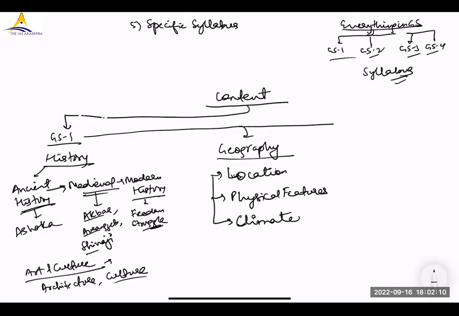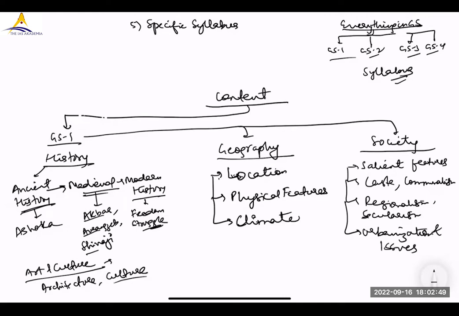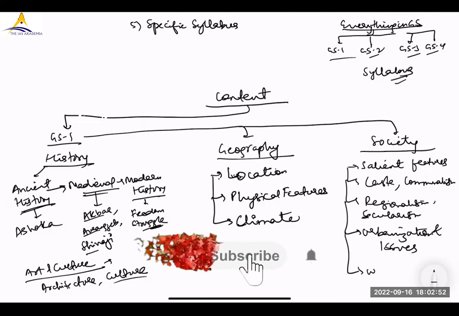The third component in your GS1 is society. Now, once you think of society, you will think of the syllabus. Remembering the syllabus is important because in the essay, the biggest benefit comes from having the syllabus memorized. So: salient features of Indian society, caste, communalism, regionalism, secularism, urbanization and issues arising out of it, then women and their role.